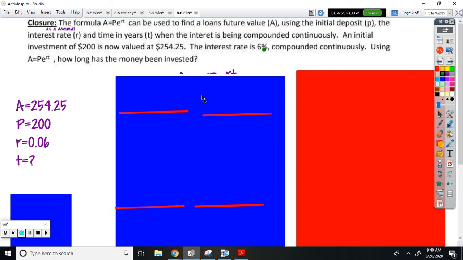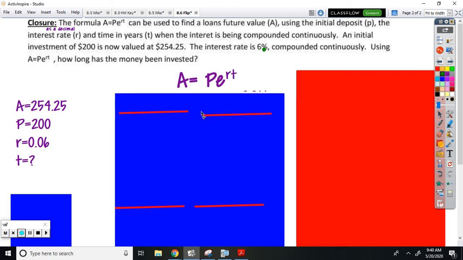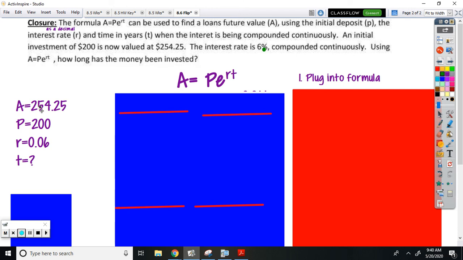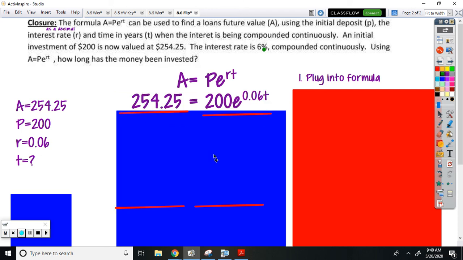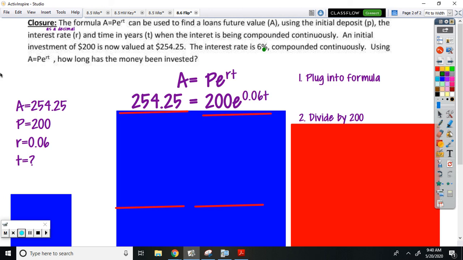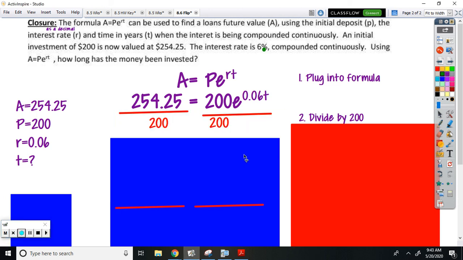So we'll start with our equation. A equals P times e to the RT. Plug in the values that we just came up with. So this will go in for A, this will go in for P, and this will go in for R. The first thing we're going to do is then divide. So again, we'll divide by 200 on both sides to eliminate part of our equation.